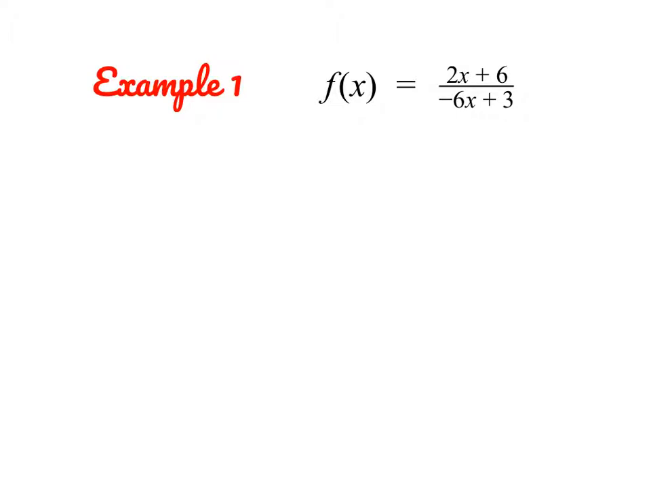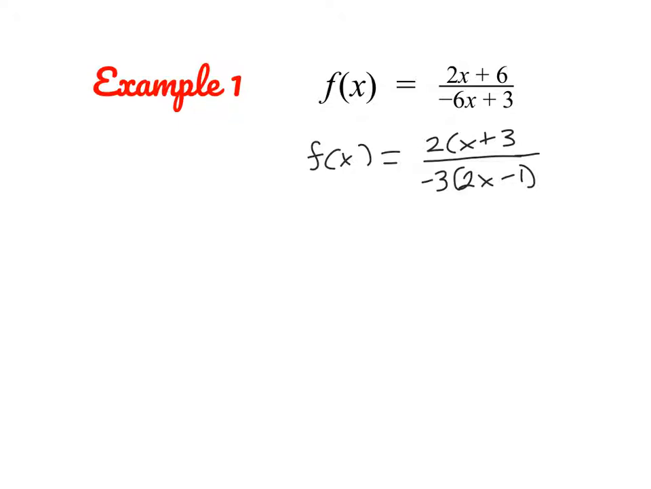All right, let's start with this first one together. So I'm going to start by factoring our function, just because I know we're going to need to do that eventually. So in my numerator, I have 2 times x plus 3. And in my denominator, I'll factor out negative 3, which leaves us with 2x minus 1.